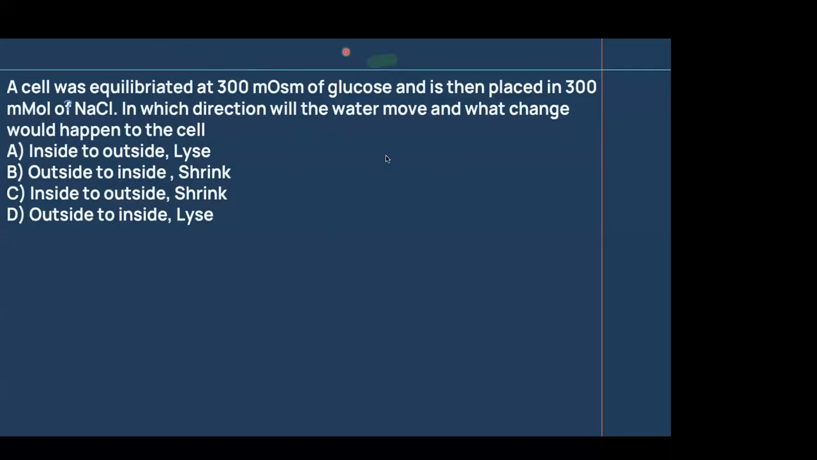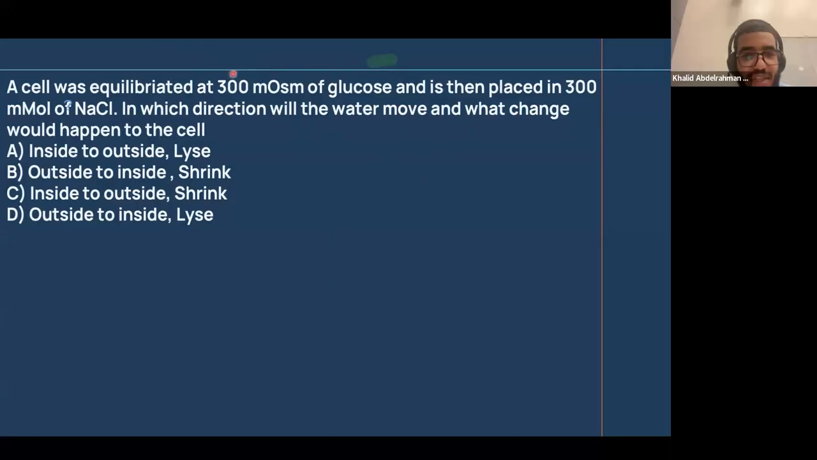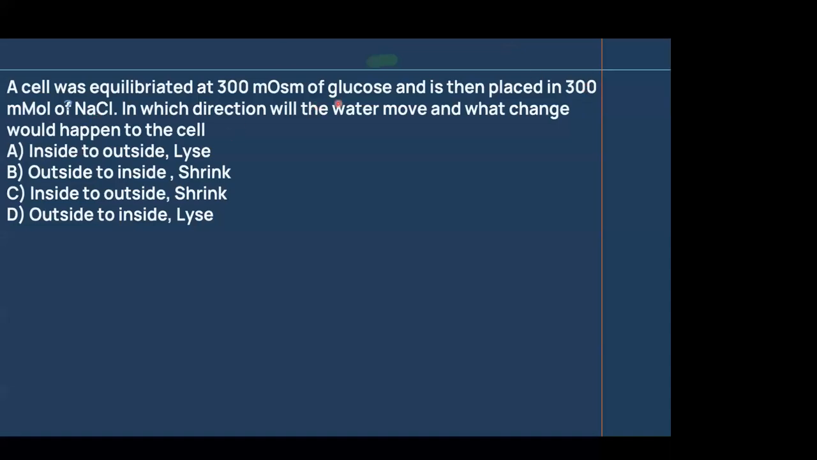Yeah. So when I say the cell is equilibrated, I mean that inside the cell it became this, and then you placed it in a solution that has this. So this would be outside. So, okay, NaCl is outside and the glucose is inside, basically.